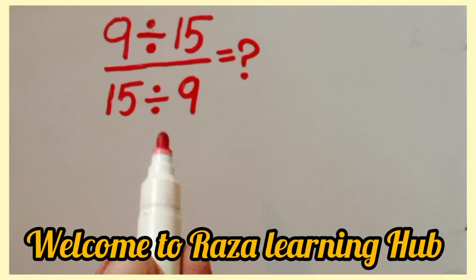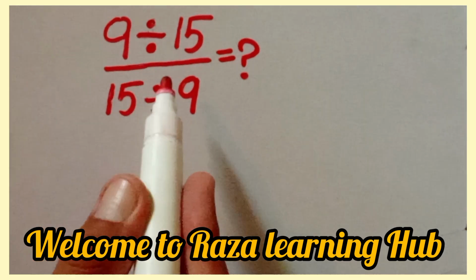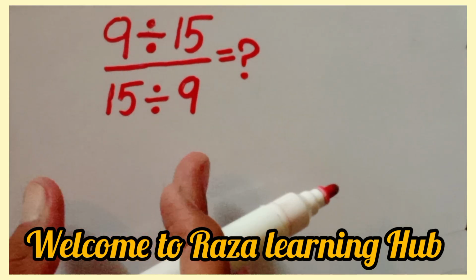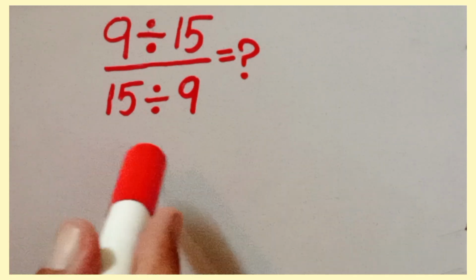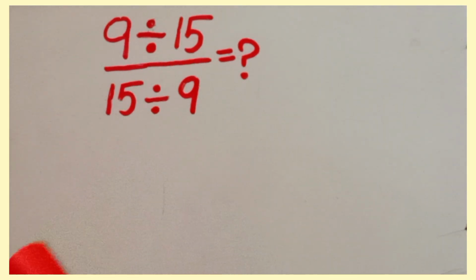In this video we will find the value of this expression, which is 9 divided by 15 divided by 15 divided by 9. So how can we find the value of this expression?